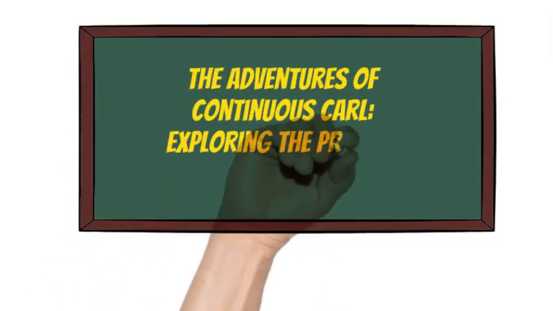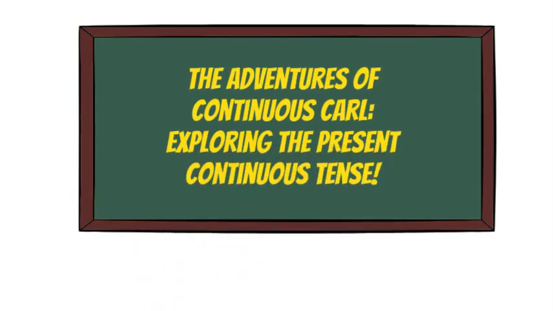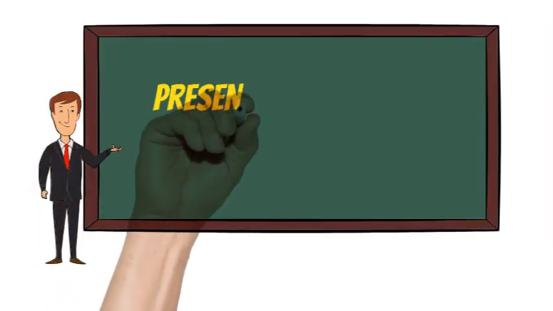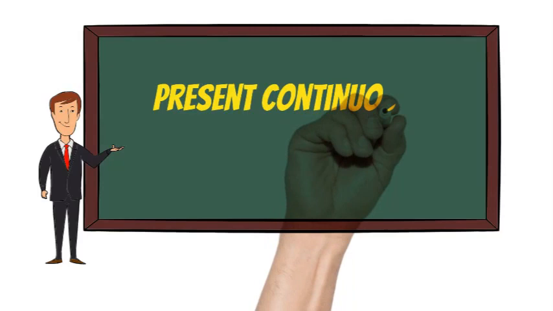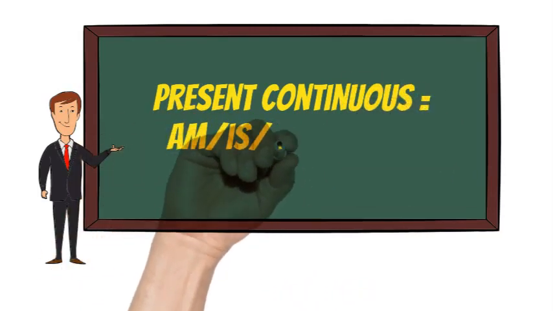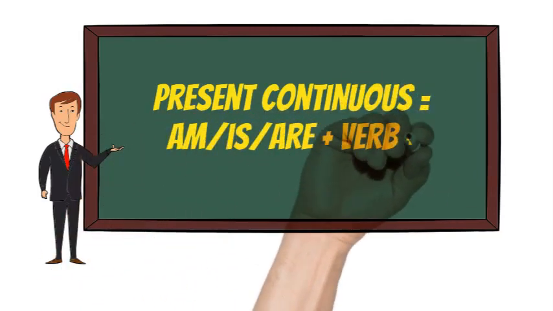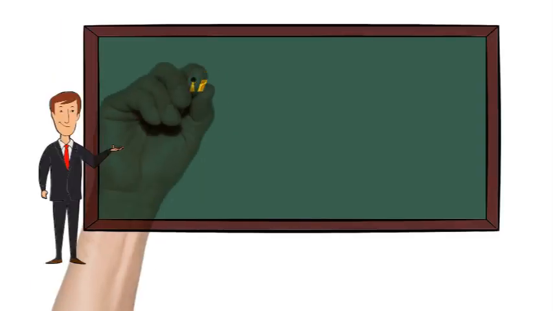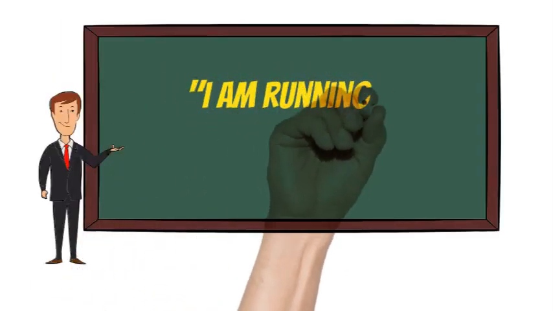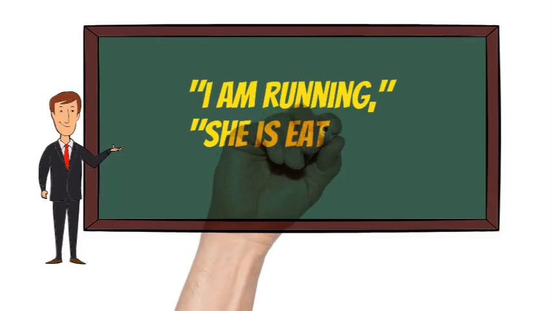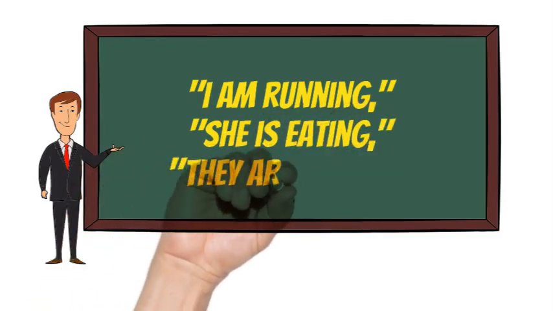Today, we'll explore the present continuous tense. The present continuous tense is used to talk about actions happening right now. We form it with am, is, or are, plus a verb ending in ing. Let's look at some examples. I am running, she is eating, and they're playing. Notice the ing at the end of each verb.